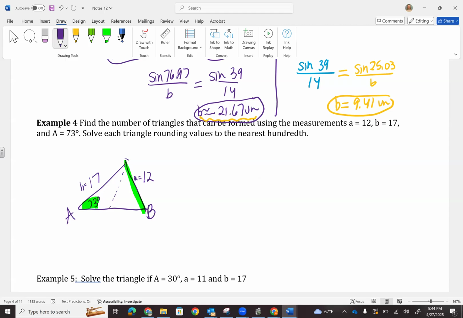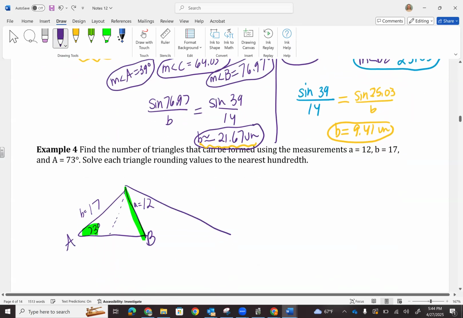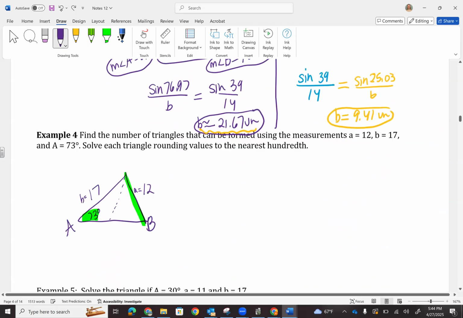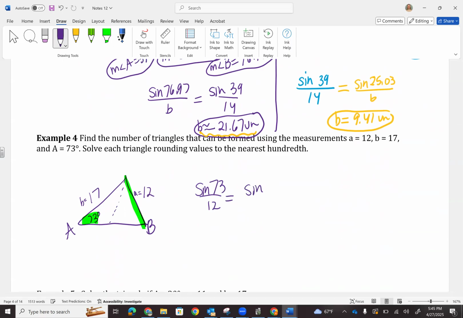So if this length was like 25, it would have to stay out here. There is no way you could bring it inside as well. Okay, so let's do the law of sines. Sine of 73 goes with 12, just like the sine of the angle we're looking for, called B in this case, is going to go with 17. So let's cross multiply and solve.